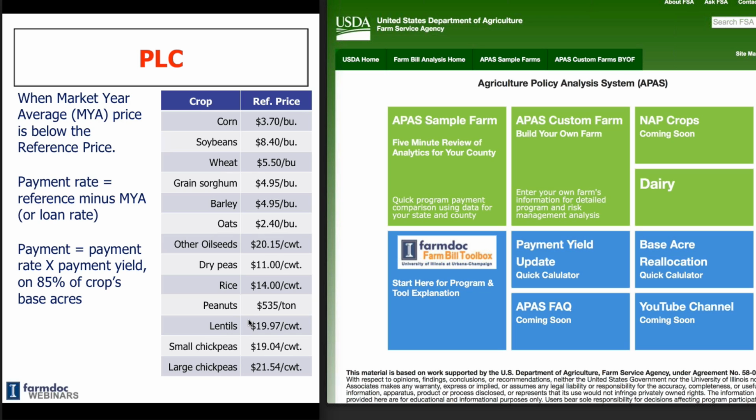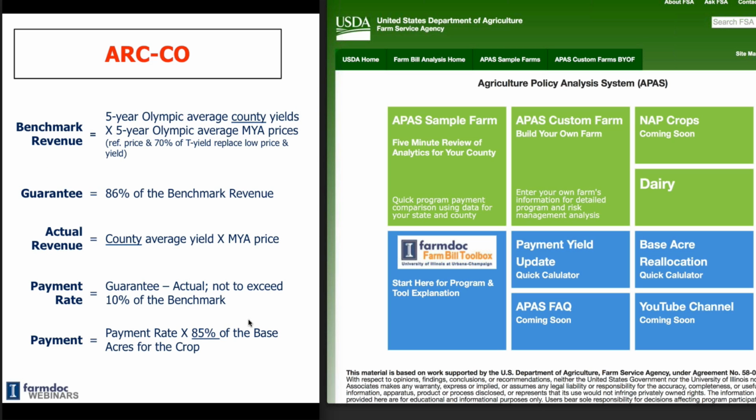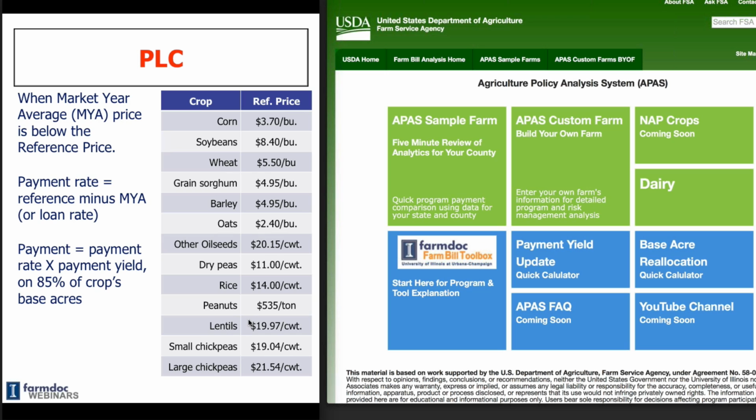By comparison, here's Price Loss Coverage, with its calculation on the left-hand side. On the right-hand side, you see the reference prices that are in the statute for the crops for this program. Those reference prices will not change for the life of this farm bill. That is different than Ark County, in which the benchmark revenue will move over time with that 5-year Olympic average. It will start incorporating the years as we go through this farm bill. But on Price Loss Coverage, those prices don't change, and the payment rate is the difference between that reference price and the marketing year average price that Nick was talking about. And again, this program pays on 85% of the base acres for the crop, much in the same way as Ark County.